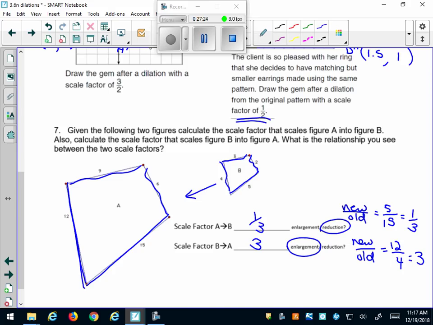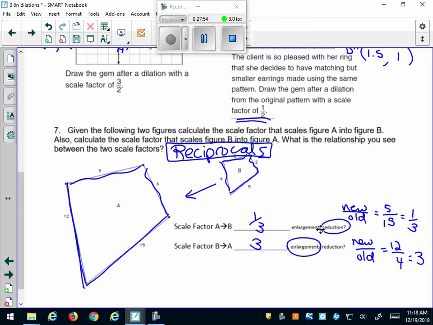Okay, what's the relationship you see between the two scale factors? How would you describe these two numbers and how they relate to each other? 1/3 and 3, what are they? They are reciprocals of each other. Which makes sense, right? Because it's kind of like new over old both times, but in one case the new is the smaller one, and then in the other case the new is the bigger one. So it makes sense you're just sort of flipping it upside down.